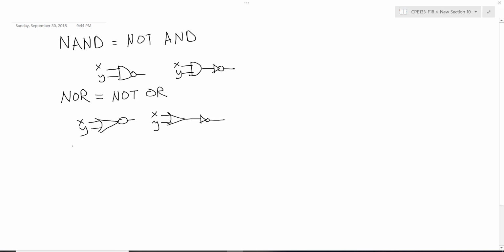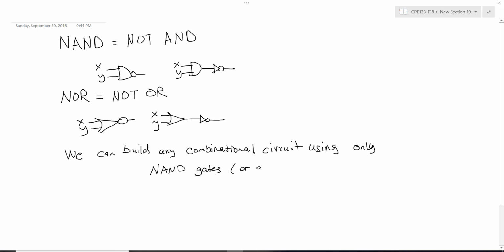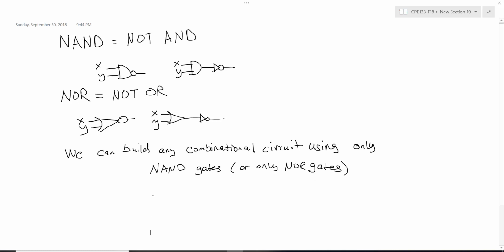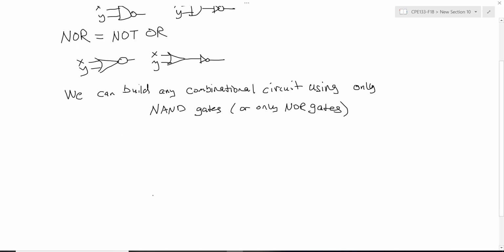But there's another important reason for using NANDs and NORs, and that is that a NAND or a NOR gate are considered universal gates. We can build any combinational circuit using only NAND gates or only NOR gates. So to see why this is the case, let's create the other basic gates, the universal gates, using just a NAND gate.